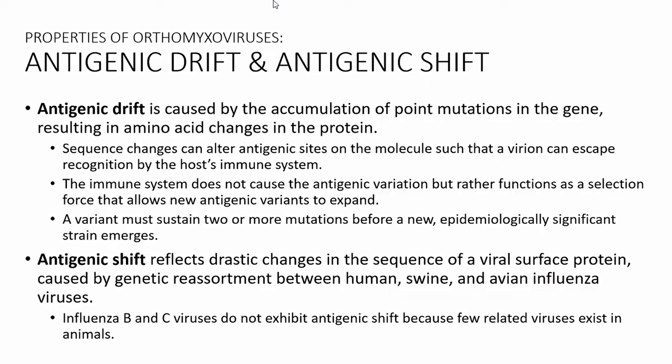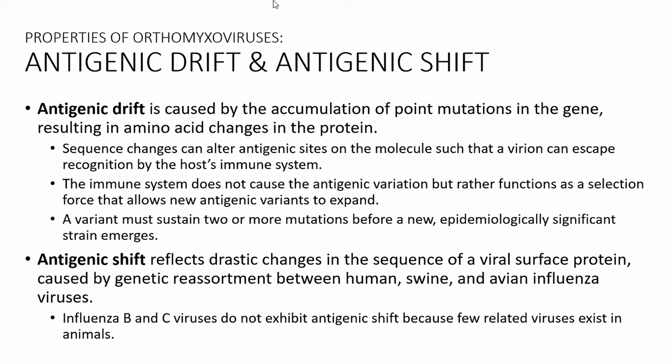So antigenic drift is caused by the accumulation of point mutations in the gene, resulting in amino acid changes in the protein. Sequence changes can alter antigenic sites on the molecule such that a virion can escape recognition by the host immune system. So the immune system does not cause the antigenic variation, but rather functions as a selection force that allows new antigenic variants to expand. A variant must sustain 2 or more mutations before a new epidemiologically significant strain emerges.